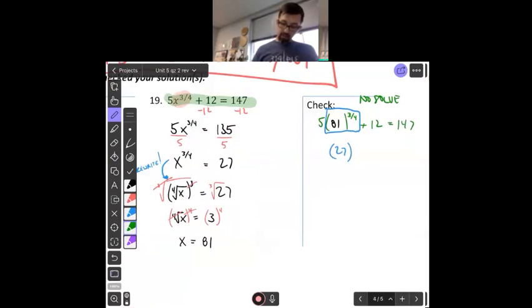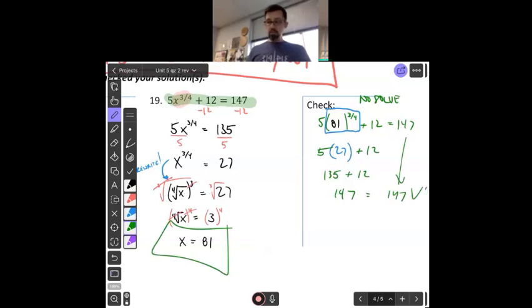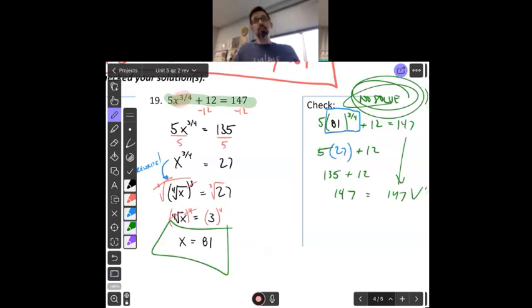So you have 5 times 27 plus 12, which is 135 plus 12, which is 147, which equals 147. Check. Do not solve. Do not move anything across the equal sign when you do that. If you do that, your check is done. You will not get it correct. Anything moves across the equal sign, it's done. Okay? Purely simplifying.